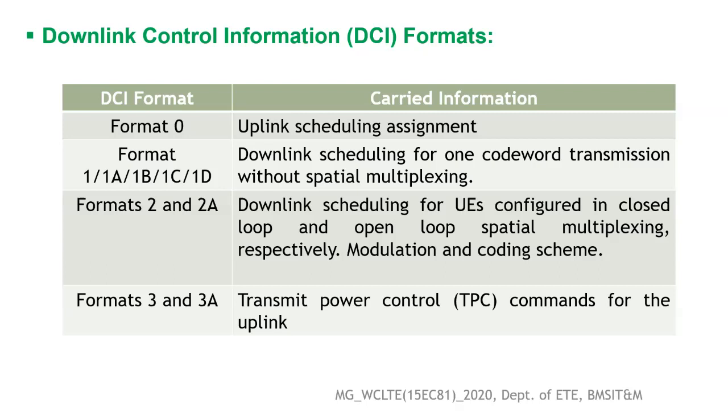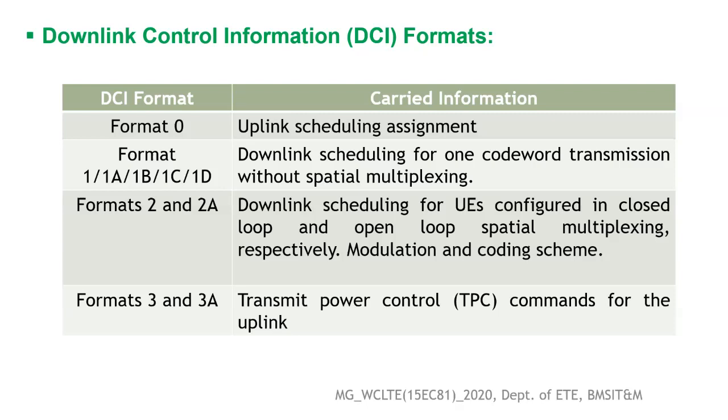Format 0 carries the uplink scheduling assignment information. And formats 1, 1A, 1B, 1C, 1D carry the downlink scheduling for one code word transmission without spatial multiplexing.